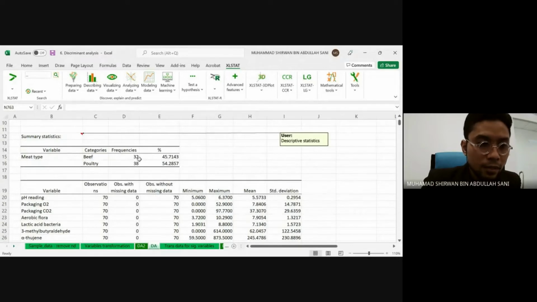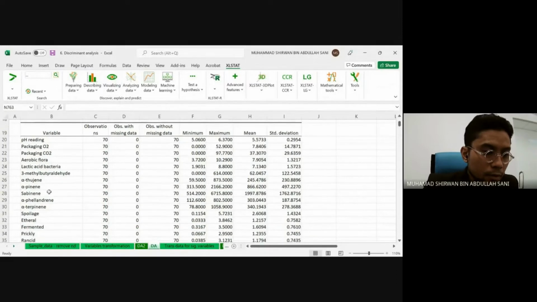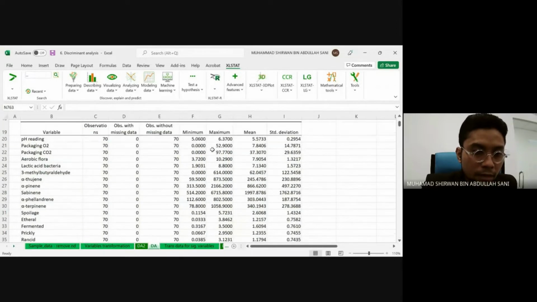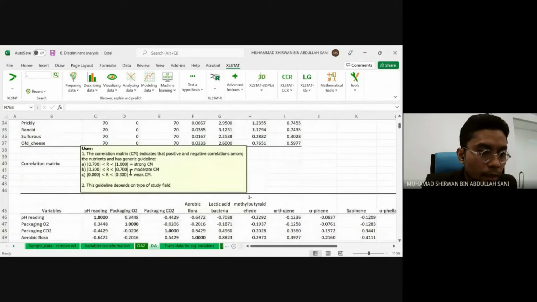You have beef, which is 32. For poultry sausage, it is 38. So the percentage is here, 45% and 54%. And then you can see the variables that you have. We have 18 variables, from pH reading up to all cheese. So this one you can see the number of observations with missing data, minimum and maximum. Okay, this is the mean and standard deviation. Okay. And then the correlation matrix is this one.